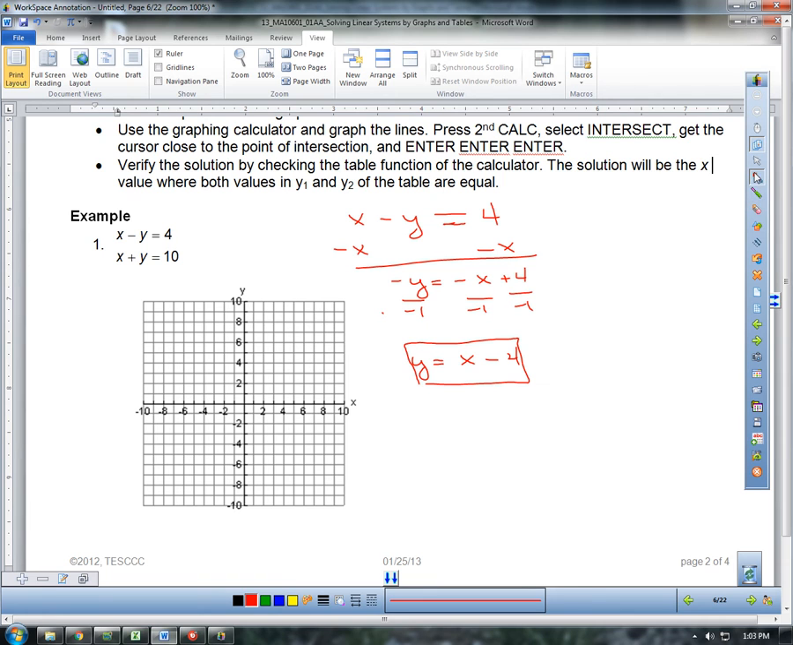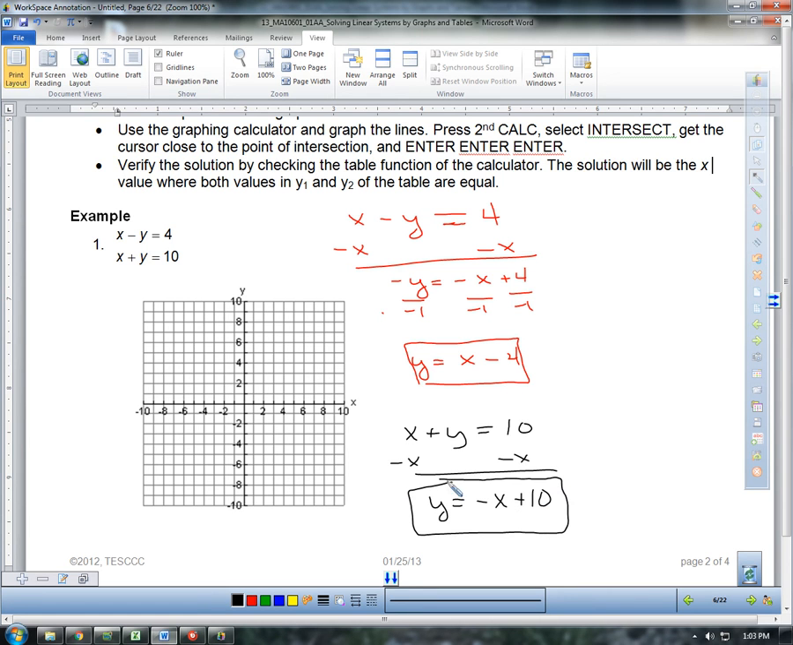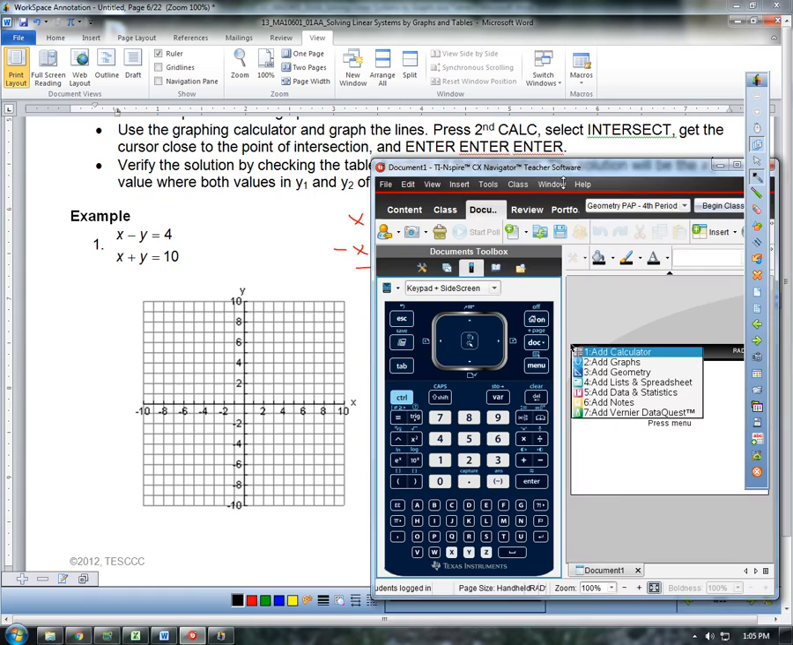Alright, and then the next one is x plus y equals 10. To solve for y, I'm going to subtract x. Okay, and now I have y equals negative x plus 10. Now, I know that this is not all real numbers, and I know that it's not no solution, because these are not the same equation, and that's not the same slope. So what I'm going to do now is grab my calculator.